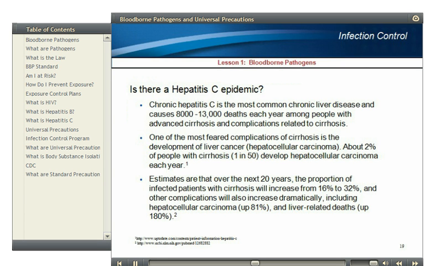Estimates are that over the next 20 years, the proportion of infected patients with cirrhosis will increase from 16 to 32%, and other complications will also increase dramatically, including hepatocellular carcinoma, up 81%, and liver-related deaths, up 180%.